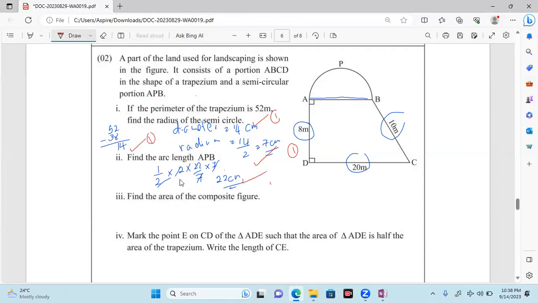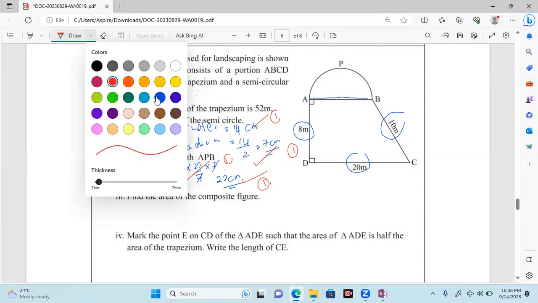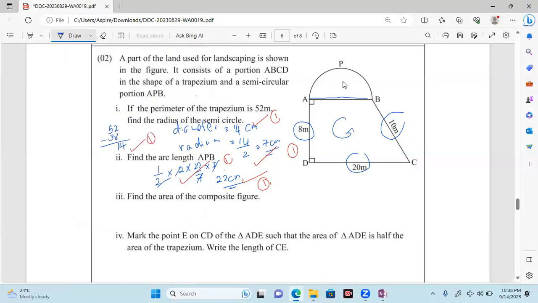Then for this calculation, you are given 1 mark. And for obtaining the answer, 1 mark. Altogether, 2 marks have been given. Then find the area of composite figure.